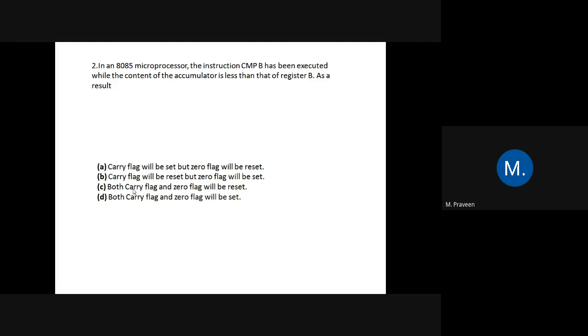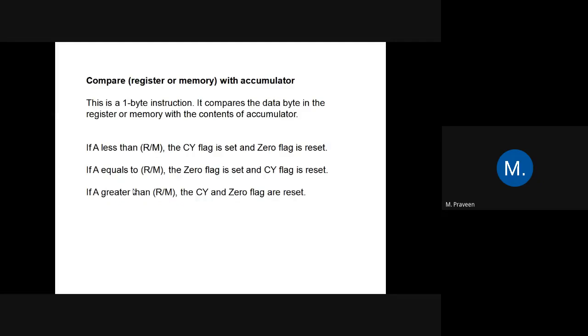Can anyone guess what is the answer? I think it is a very simple question. After compare B, definitely doing a compare instruction, the flag values will be affected. So what will happen to the carry flag and zero flag? Four options are given. I think everyone should be able to answer this question. Can anyone guess the answer? Yeah, let's see what the answer is here.